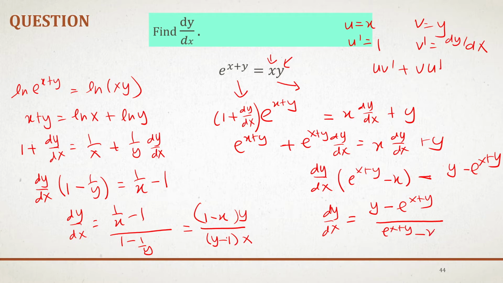And finally dy/dx equals (y - e^(x+y)) over (e^(x+y) - x). If you look at the left hand side and the right hand side, they are totally different, of course, because the approaches we are using are totally different. But is there any chance that you will have a similar answer? Yeah, if you try taking logarithm and make your exponent become normal, you will get a similar answer.